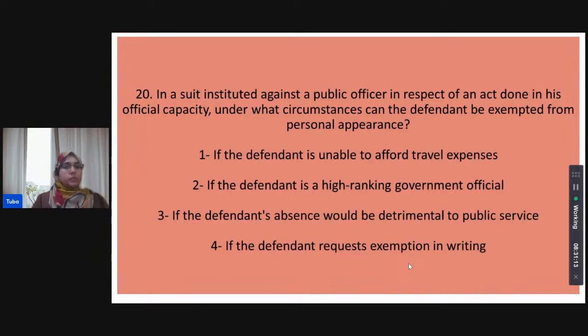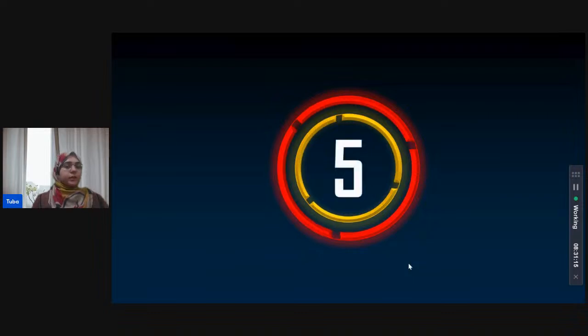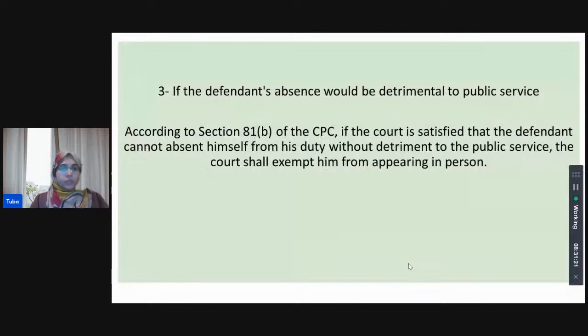Okay, Ayushi has answered the defendant's absence would be detrimental to public service. I'm beginning your timer. Let's see. Ayushi is correct. We go to Section 81B of CPC. Here, if the court is satisfied that the defendant cannot absent himself without causing a detriment to the public service, such an absence is exempted.